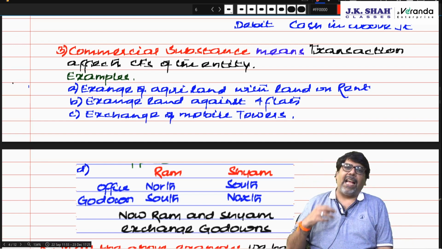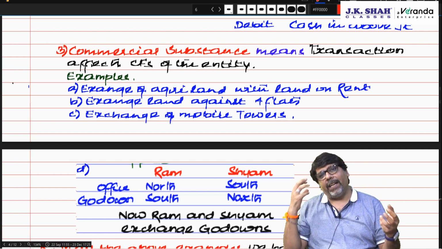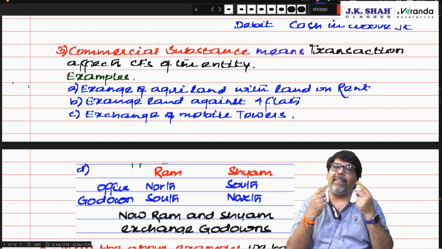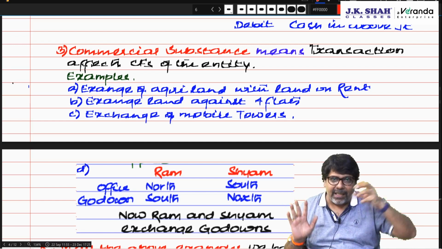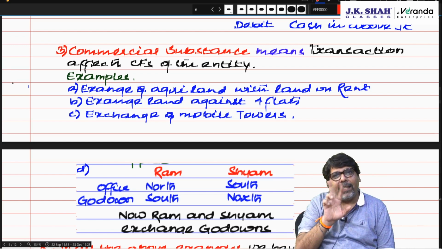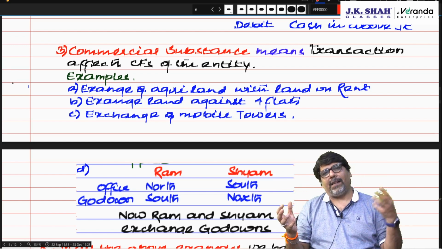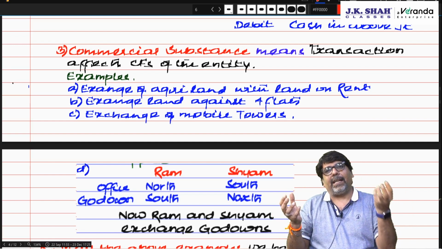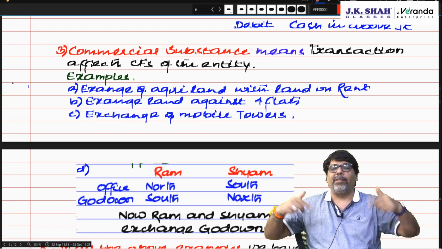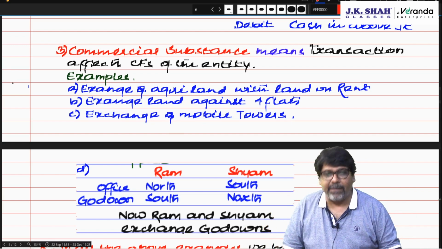Second, I am giving you land, you are giving me 4 flats. Is the value of land and the value of ready-made flats the same? No. Even if the area is same, their fair value will be different. Land is not generating revenue. 4 flats are ready to generate revenue today only. Correct? So there is a difference in cash flows. Exchange of mobile towers. One mobile tower, another mobile tower. This is Airtel's mobile tower, this is Jio's mobile tower, and they have exchanged the mobile towers. Why? Because of the customer database they have. Am I clear? So exchange of mobile towers also will lead to difference in cash flow.